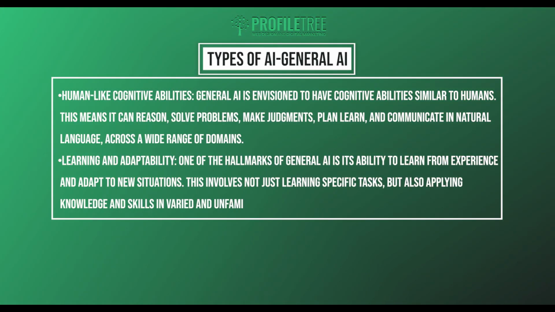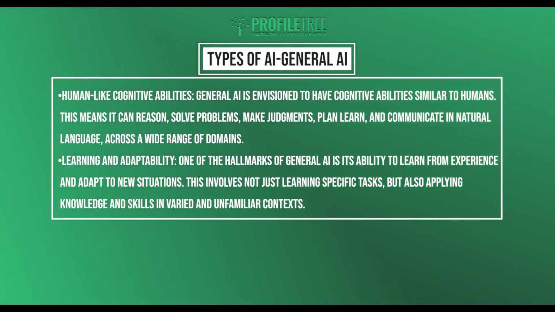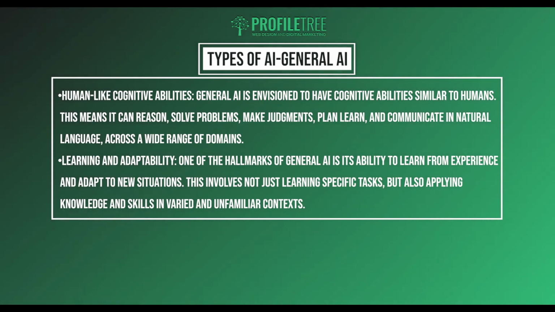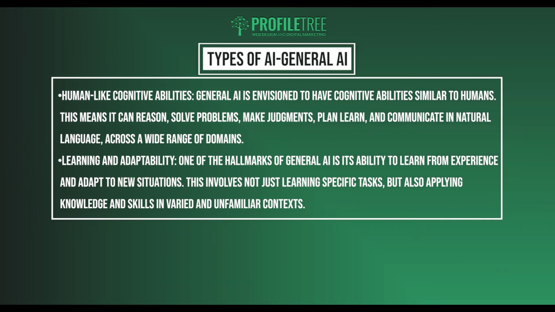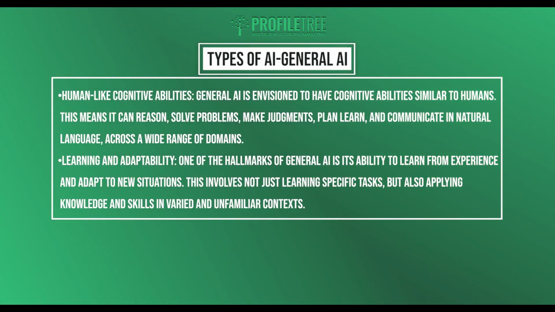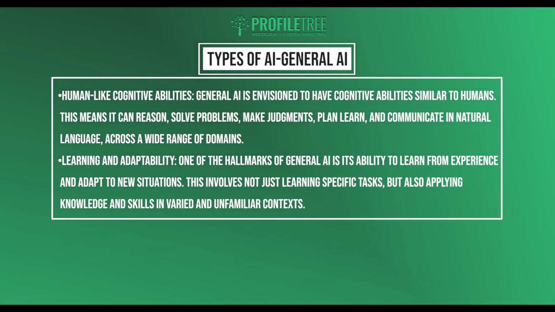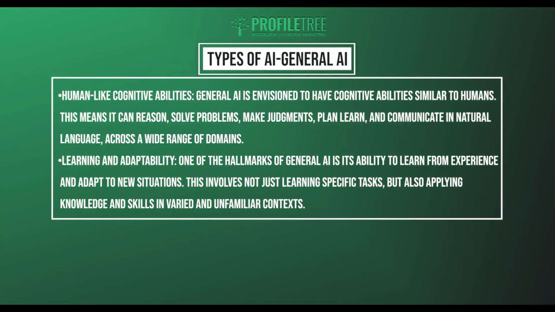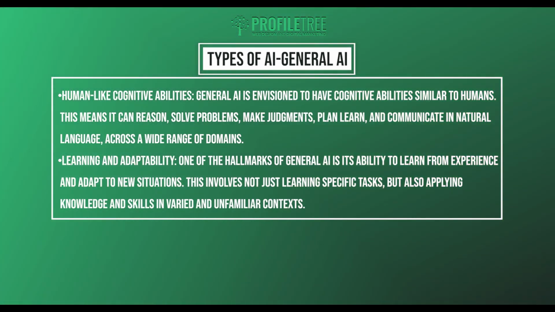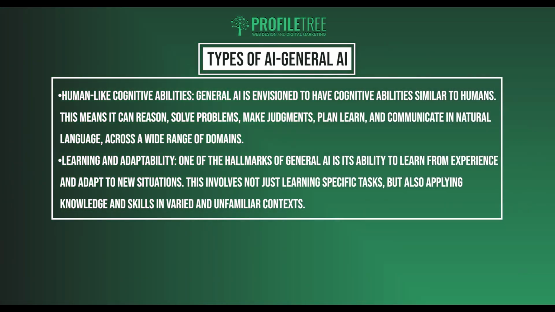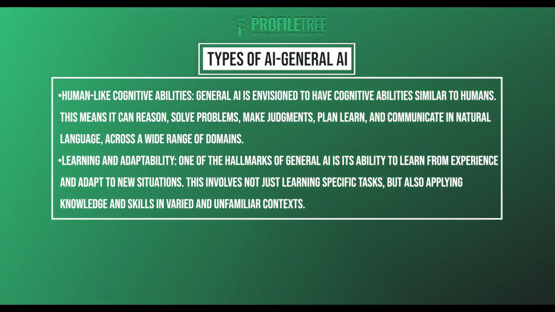Now, general AI would be referred to as strong AI and would have the ability to understand, learn, and apply its intelligence across a wide range of tasks similar to a human. So just a bit more understanding on general AI. Firstly, it's human-like cognitive abilities. So general AI is envisioned to have cognitive abilities similar to humans. This means it can reason, solve problems, make judgments, plan, learn, and communicate in a natural language across a wide range of domains. It's also got learning and adaptability.